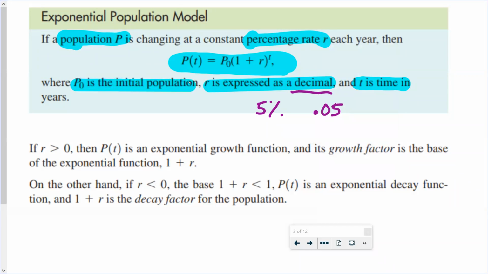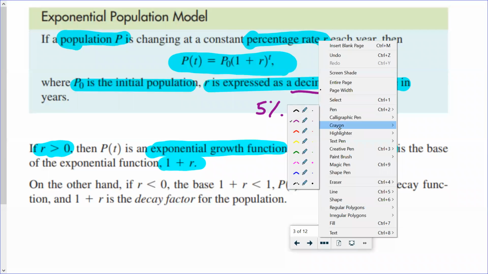All right, now some other key information here. If your rate is greater than 0, then it's going to make it so the base is bigger than 1, which means you have exponential growth. And that's going to be called your growth factor. If you look at 1 plus R, that's going to be your growth factor. So there's going to be 2 things it's going to ask for. One might be a growth factor, which includes the 1, and then the other one is just going to be the rate, which doesn't include 1.